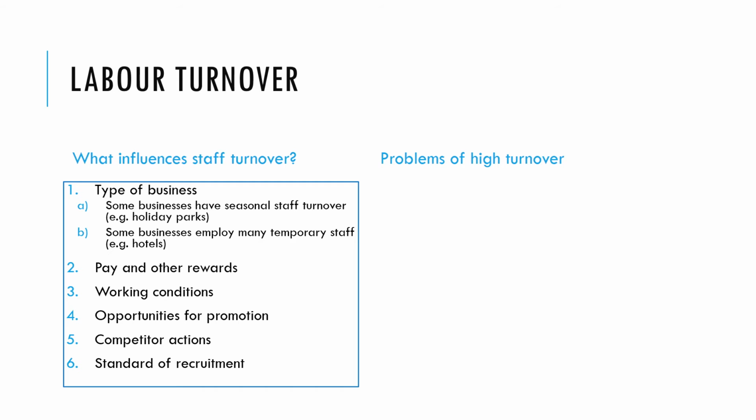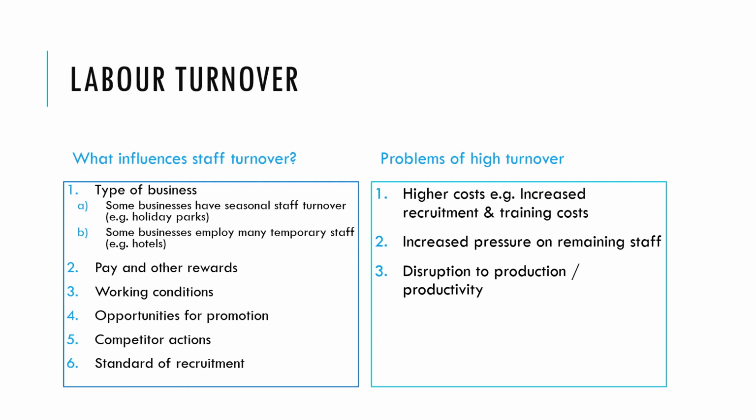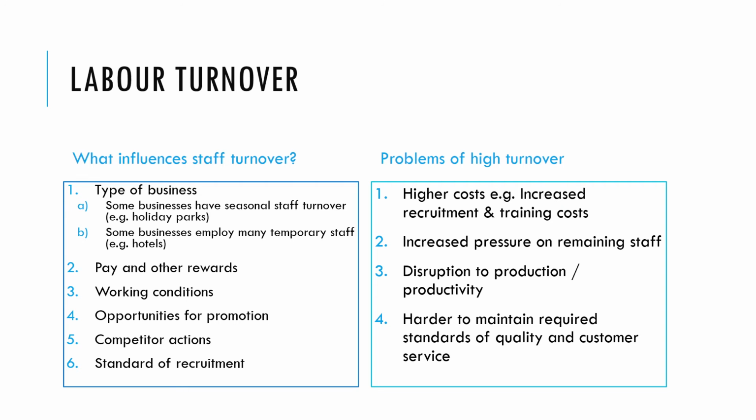So what might be the problems? What are the problems associated with high labour turnover? Well, one of the main ones is it's going to cost a lot. So if you keep losing staff and getting new staff, and you have to recruit and train all those new staff, that's going to increase the costs. There's going to be increased pressure on remaining staff to pick up the slack or to cover for the people that have left. It might disrupt the everyday workings of the business and the production process. And it's going to be hard to maintain quality standards and also things like customer relationships. If you've got a good working relationship with a customer and then your staff are leaving, probably the quality of that relationship might suffer.